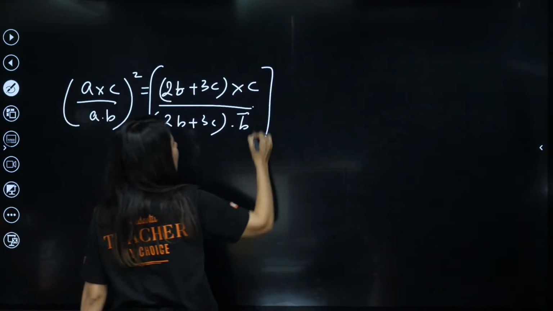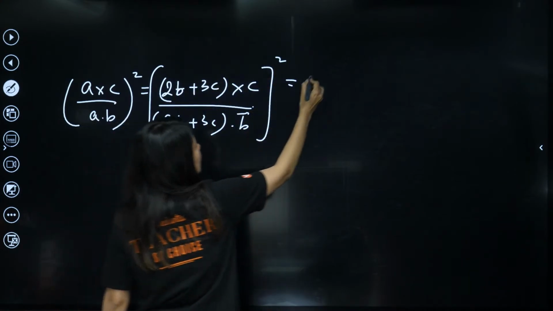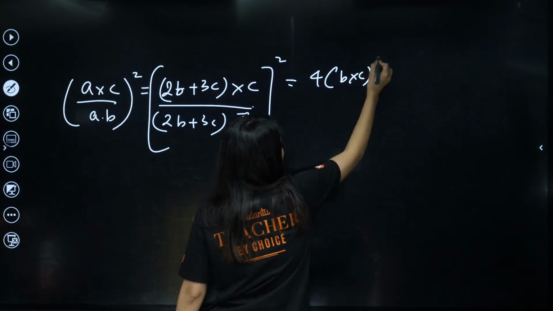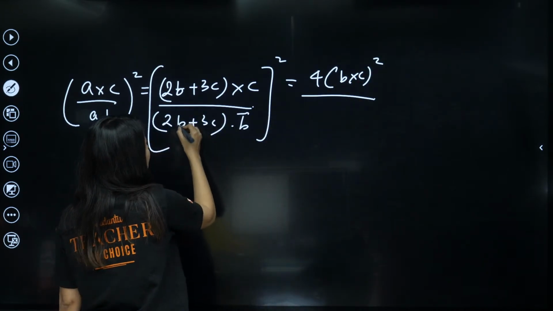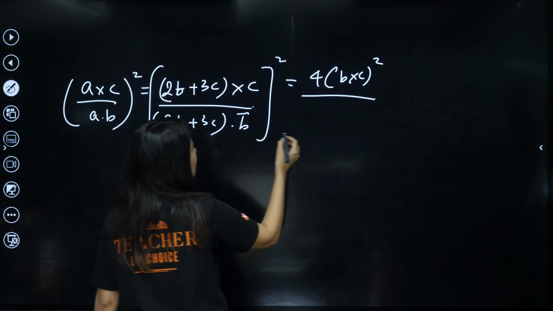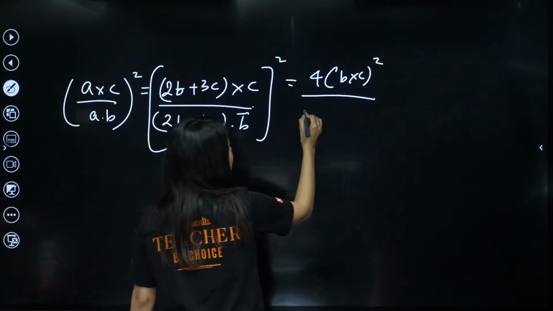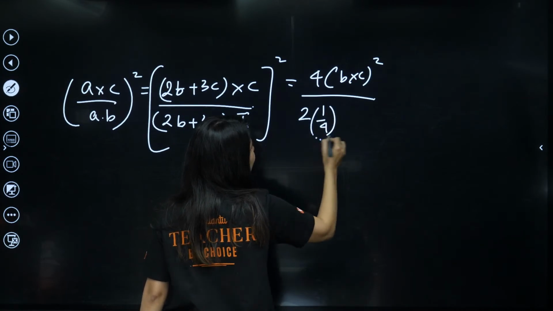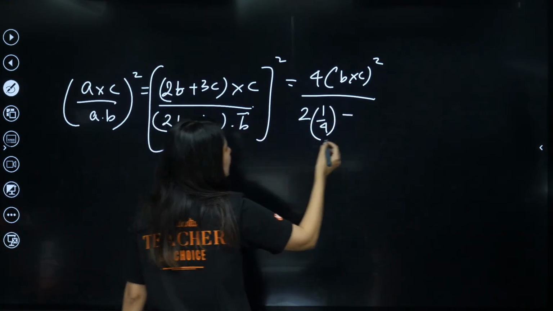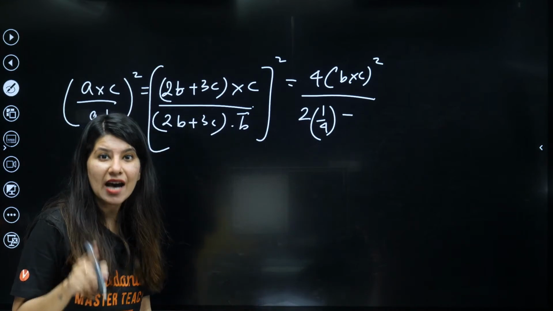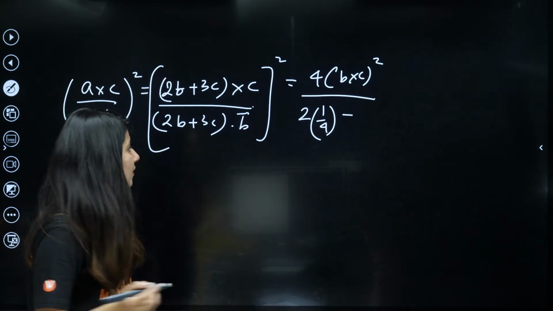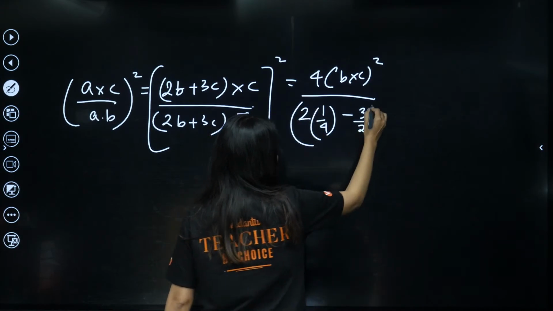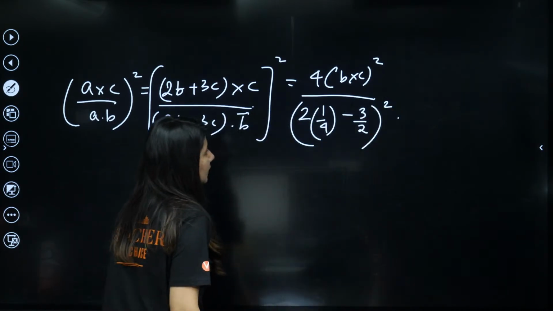Right, and whole square. So this would be 4 (B cross C), 4 because 2 squared and B cross C squared, whole upon 2B dot B, right, and B dot C. So 2B square, so twice of B square. B square is what? 1 by 4. B dot C is what? So B dot C: B is half, C is 2, and the angle gives cosine minus 1 by 2. So 3 upon 2. Square. Right?